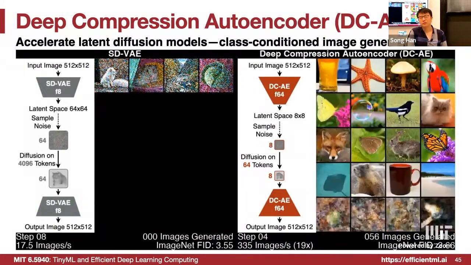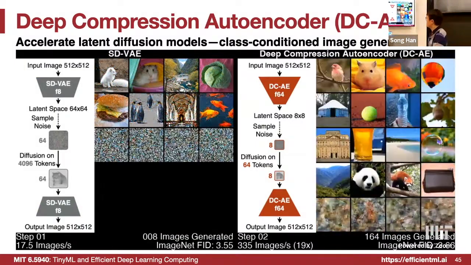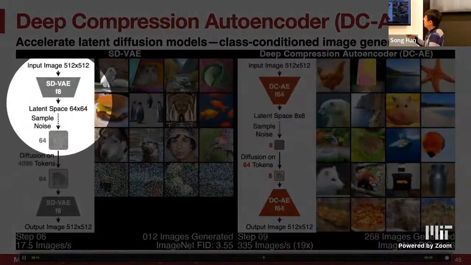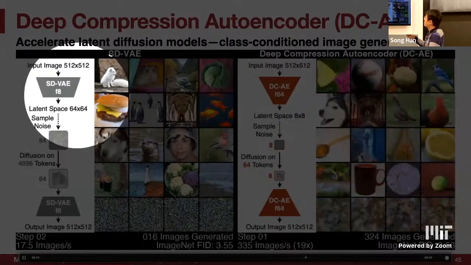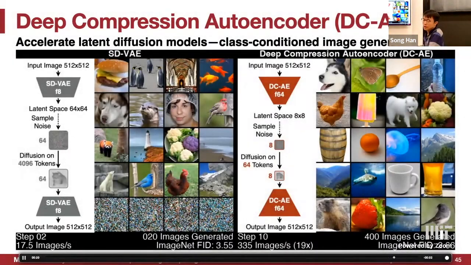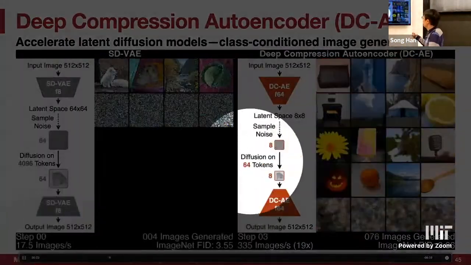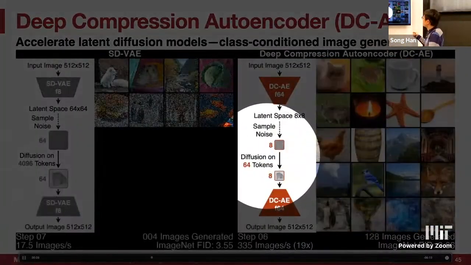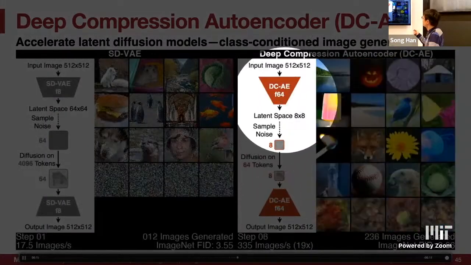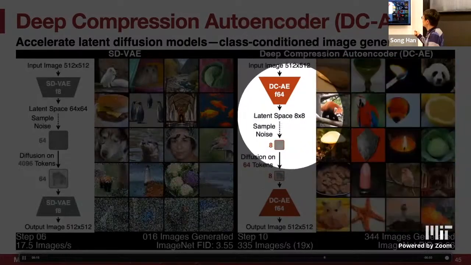So using this autoencoder, we can greatly accelerate image generation diffusion models. This is using the original latent space, the SD VAE, which is 8 times reduction. So it's pretty slow. It generates only 17 images per second. But on the right-hand side, we are using the 64 times compression, F64, reducing the resolution from 512 to 8 by 8.